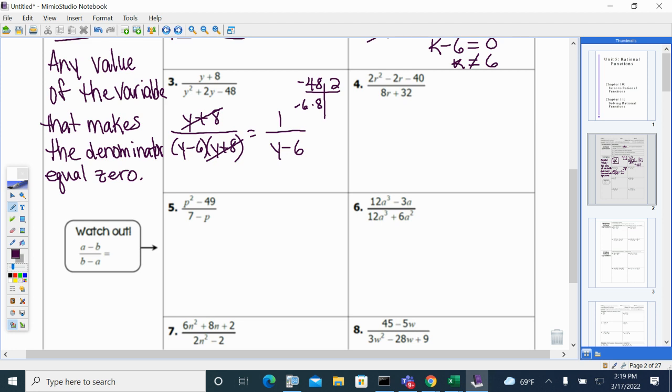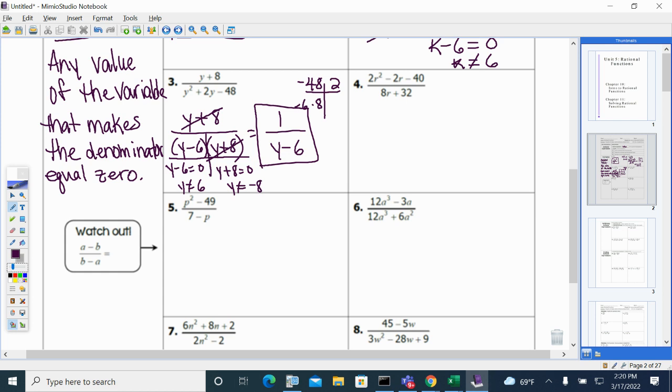Now, when we talk about excluded values, what we want to do is go back to that original denominator, but in factored form. So I can't just look at my answer, which is 1 over y minus 6, to find my excluded values, because I have to look at maybe anything that might have been canceled. So if you look at the original denominator in factored form, y cannot be a 6, and y cannot equal a negative 8. So your two excluded values for number 3 are a 6 and a negative 8.